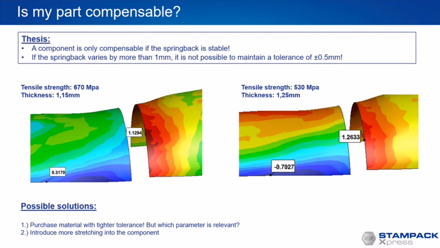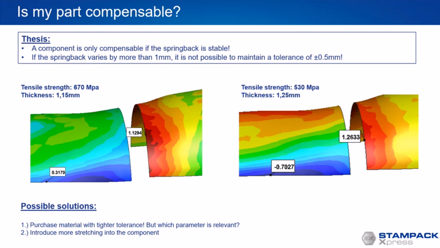I mean, of course, there are possible solutions to this. So you can purchase material with a tighter tolerance. Yeah, this is expensive, but you can do this. But also here, you want to know which parameter is relevant. Do I need to have a smaller range in tensile strength, or do I need a smaller range in material thickness? And we need a technology that answers this question.